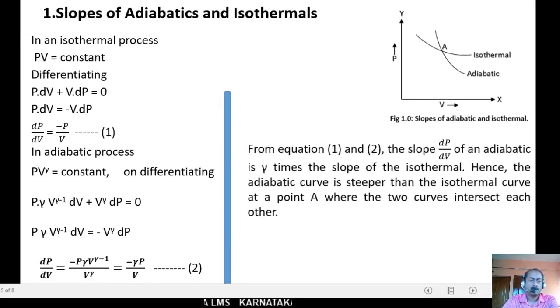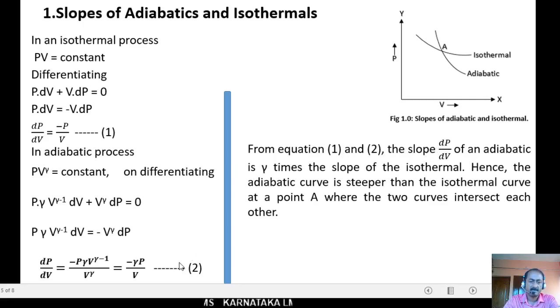From equations 1 and 2, isothermal and adiabatic, the LHS is dP by dV in both. The RHS is minus P upon V in one, and in the other it is also minus P upon V, but with an extra term, gamma. Hence, from equations 1 and 2, the slope dP by dV on an adiabatic is gamma times the slope of isothermal.